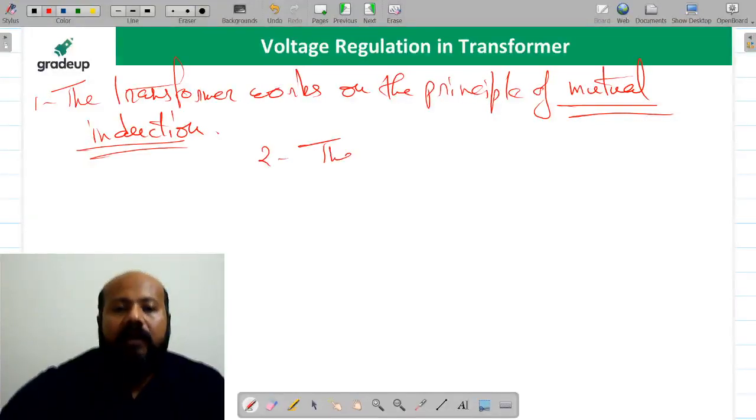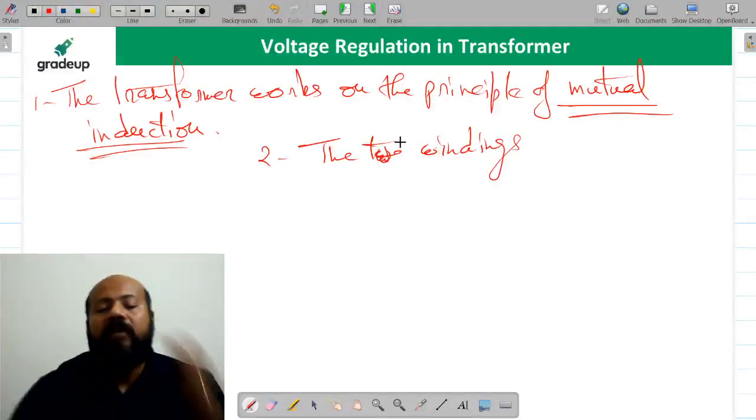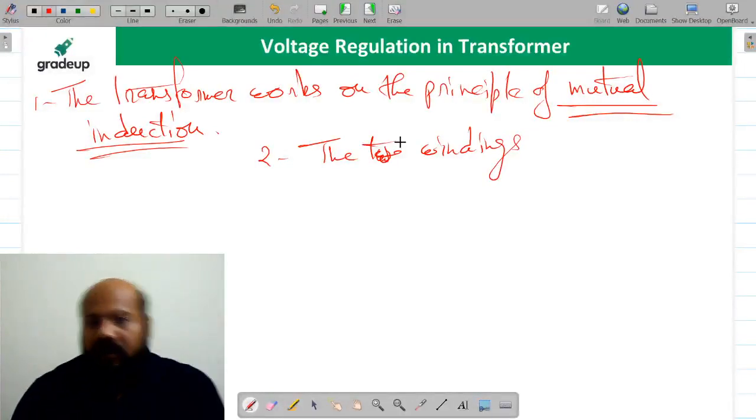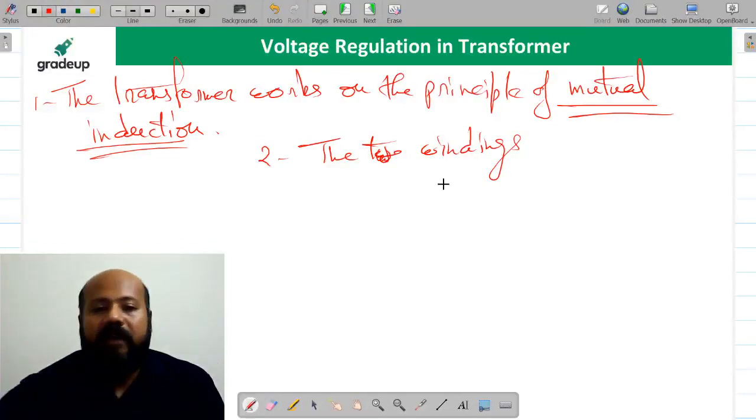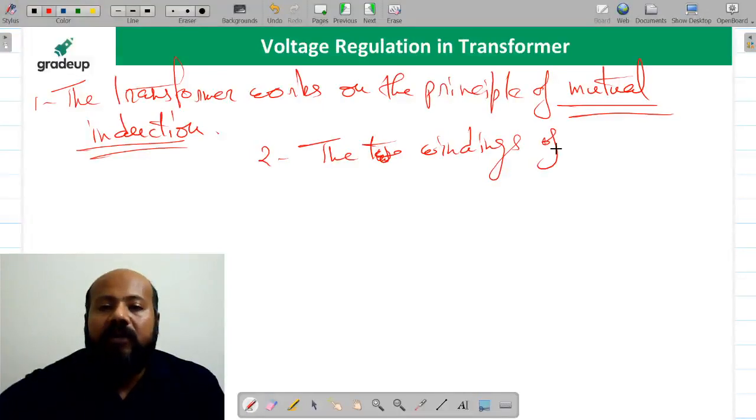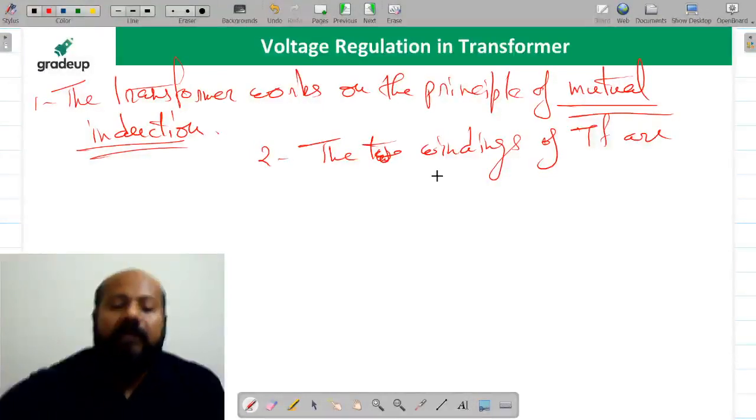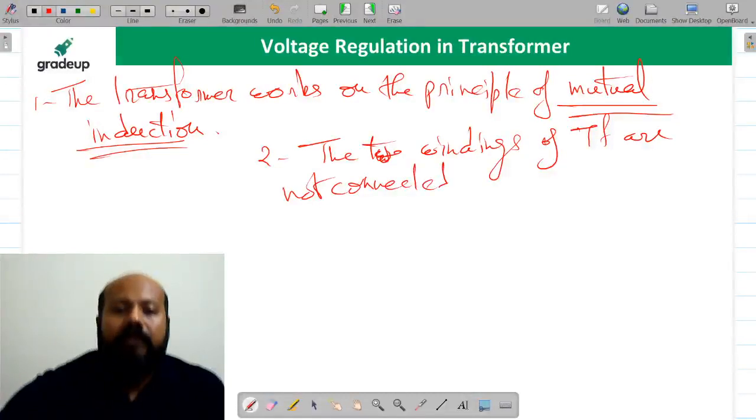Second, in general there are two windings in a transformer. If you are talking about the two winding transformer, except the auto transformer, which we will discuss separately, but there are some special cases where we use tertiary winding also, that we will discuss in due course of time. Please try to understand, the two windings of the transformer are not connected electrically.